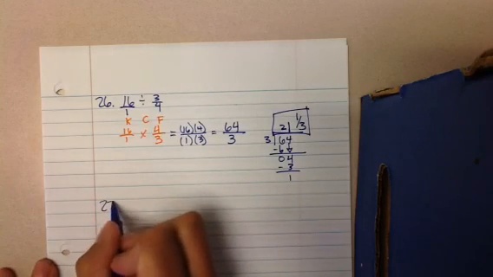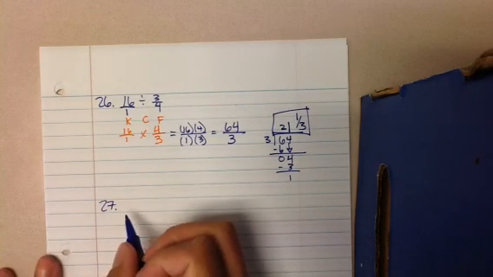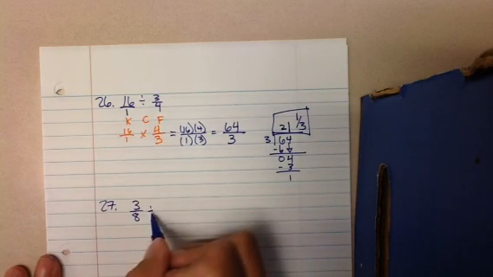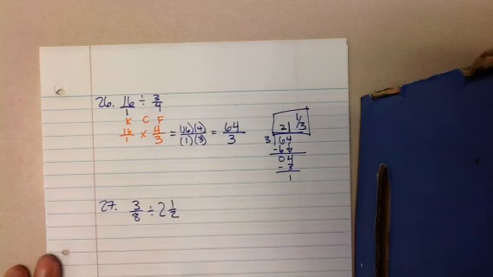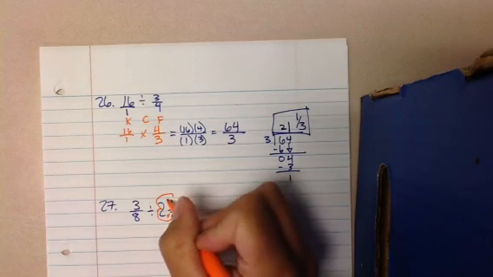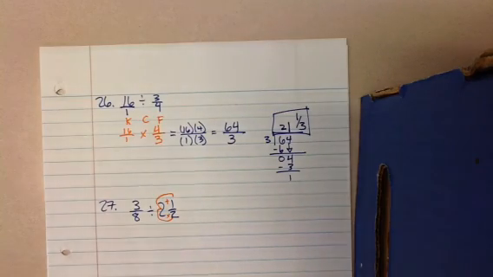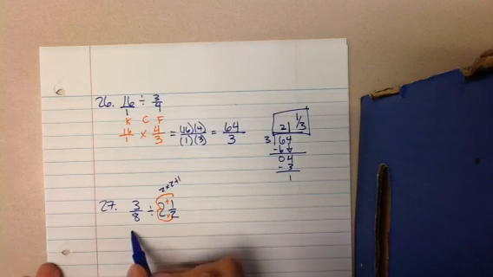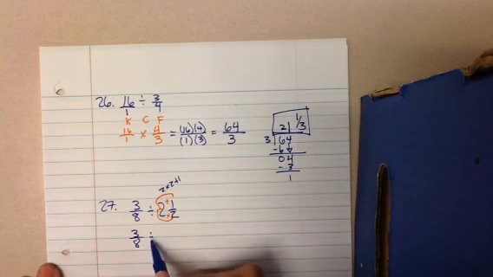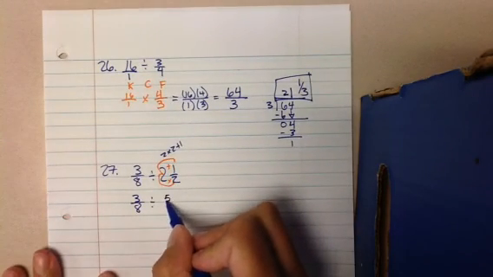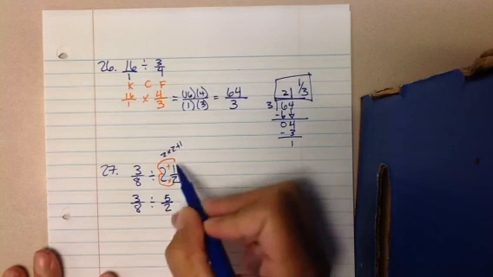Number 27. Almost done. 3/8 divided by 2 1/2. Okay, there's that first step again. Changing things from a mixed number to an improper fraction. So we're going to take 2 times 2 and add the 1. We're going to copy the 3/8. That's already a fraction. We're good to go. Copy the division sign. Don't need to change that either. But we are going to change this to 5 over 2 because 2 times 2 is 4 plus 1 is 5.